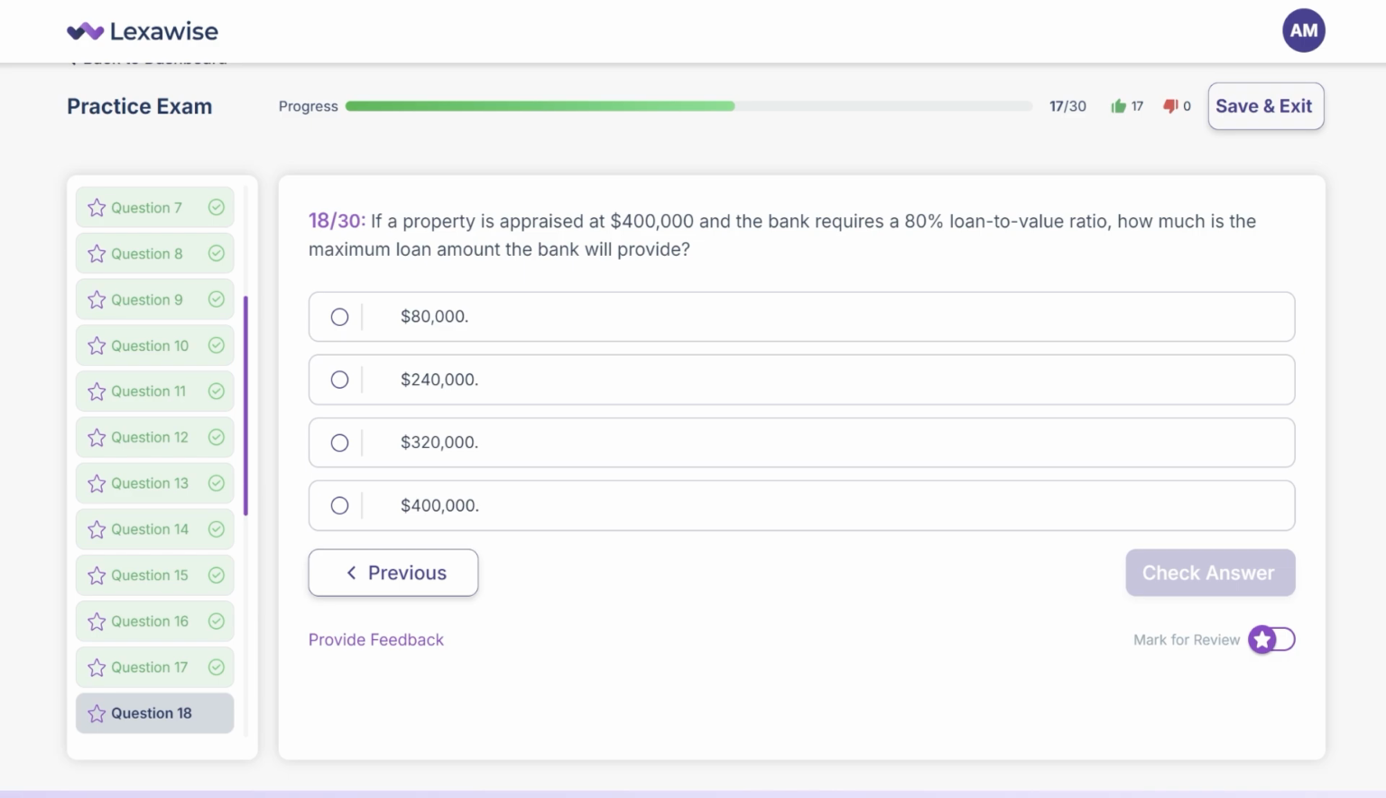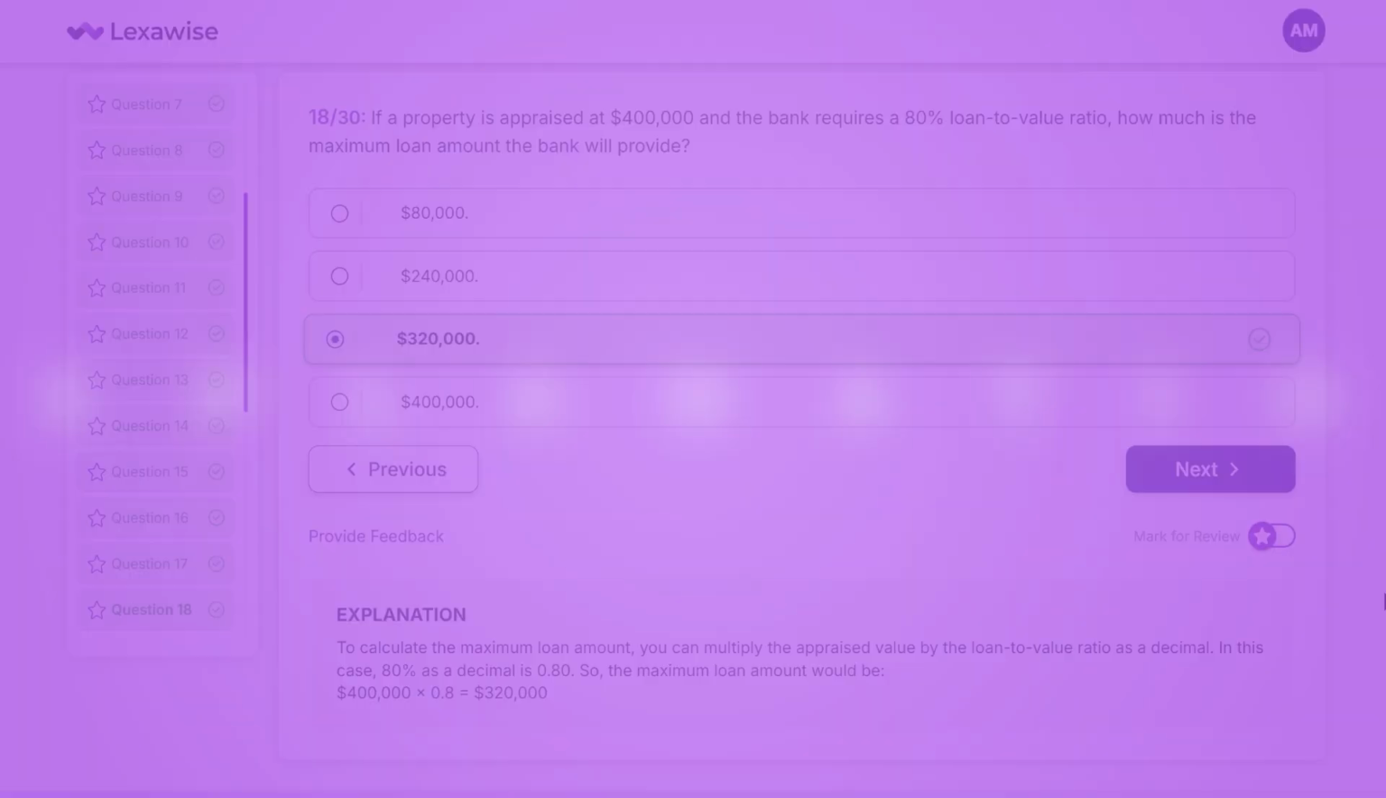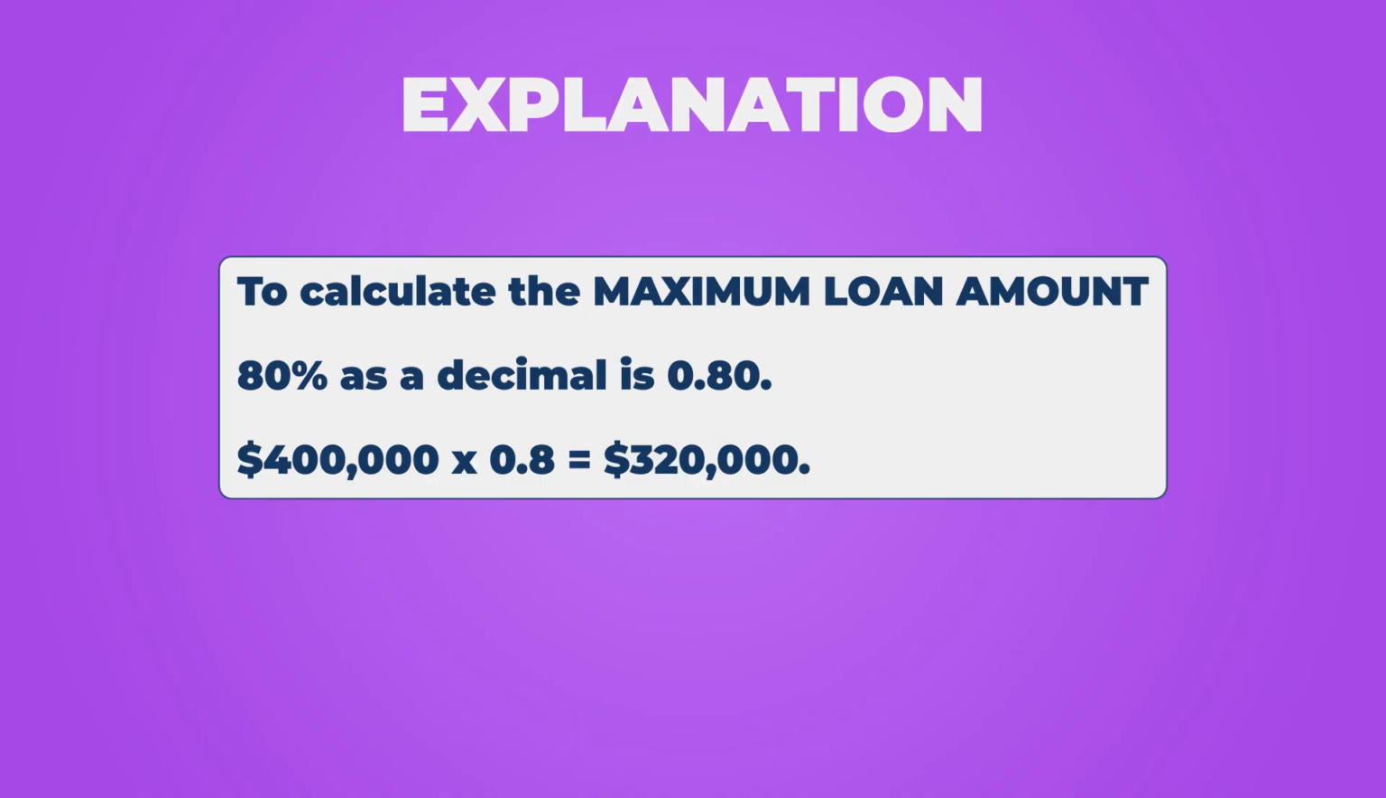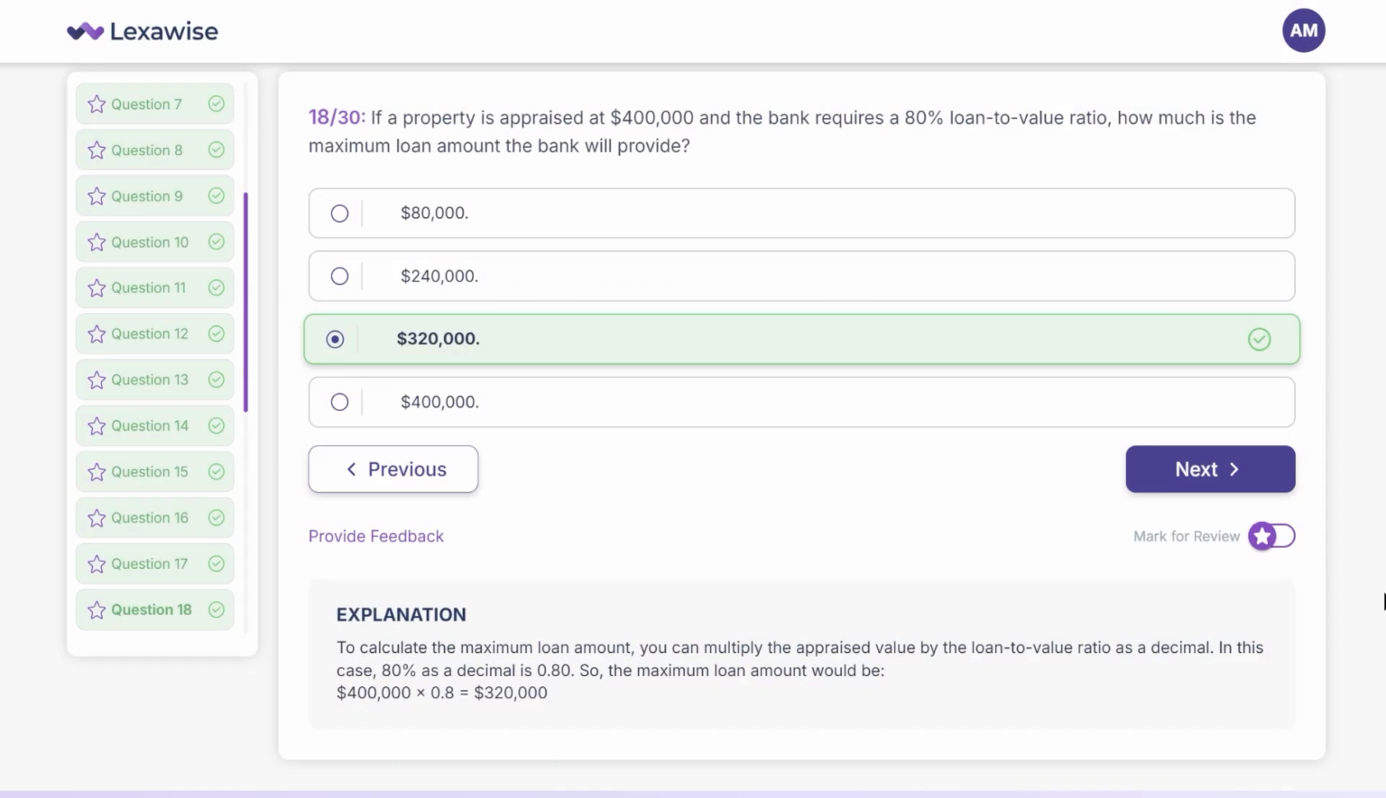The correct answer is C, $320,000. To calculate the maximum loan amount, you can multiply the appraised value by the loan to value ratio as a decimal. In this case, 80% as a decimal is 0.80. So the maximum loan amount would be $400,000 times 0.8 equals $320,000. Let's move to another one.